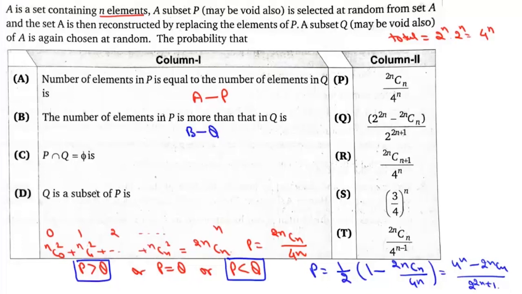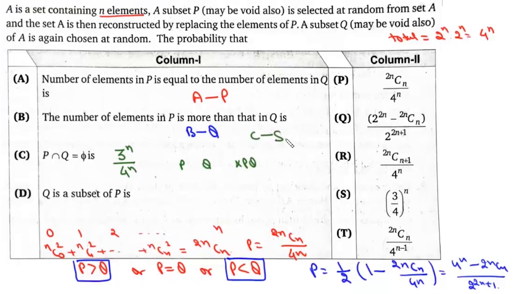Now this third one is P intersection Q is empty. Now if P intersection Q is empty, then for each element we have three choices. Either it'll go to P, or it'll go to Q, or it won't go to any of them. So the total number of ways of choosing two subsets P and Q such that their intersection is empty will be 3 to the power n, and this probability will be 3 to the power n divided by 4 to the power n, which is your option S. So this C matches with S.